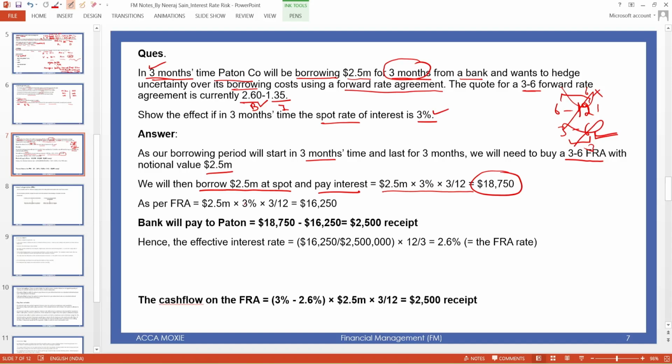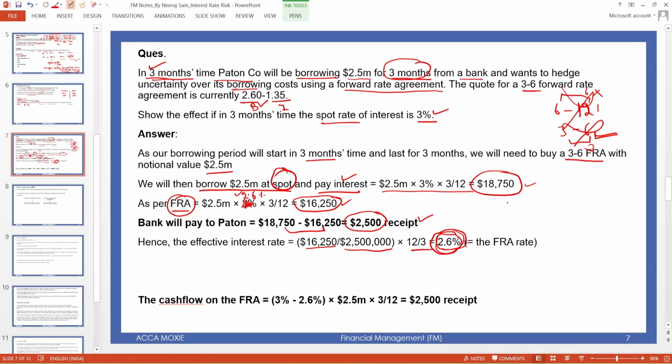Actually guys, sorry, this is not 2.3, this is 2.6. Okay, this is 2.6. So this is according to the FRA, but this is according to spot. So we will borrow at spot and pay the interest. How much extra did we pay? We paid an extra 2,500. This extra we will receive from the bank, because the bank promised us the rate 2.6. So the bank will pay. How much is our cost effectively? 16,000 we paid on how much? So we can calculate this. Effectively our rate is 2.6%. Okay, this is just for the explanation.